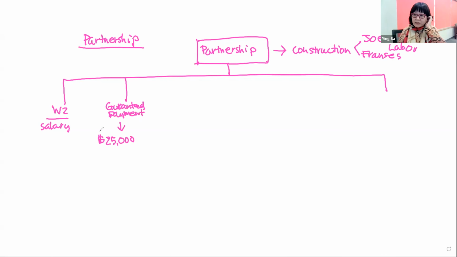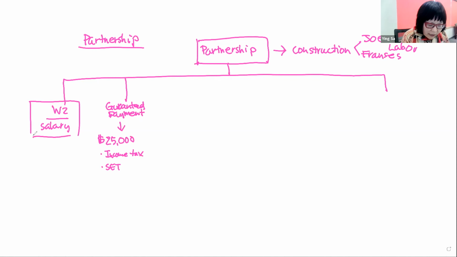Guaranteed payment, of course, is not W-2, but it is income that Francis will take to his personal tax return and pay Social Security and Medicare on. So it will be taxed with income tax and what? Self-employment tax. And this is only 2 of them. What were the other 3?